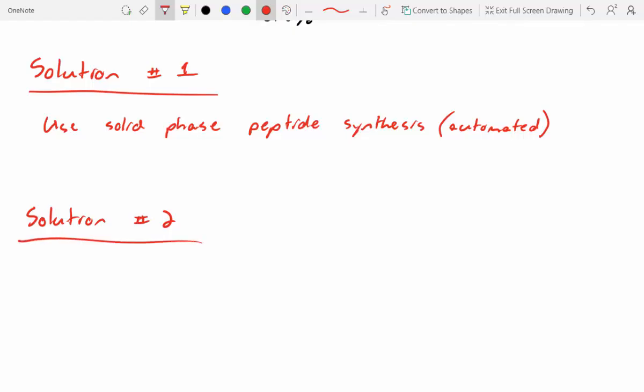Solution 2 is, why should we be the ones doing it? Let's engineer some bacteria to do it for us. And this is called directed evolution. With directed evolution, we actually have the capacity to insert genes into bacteria or yeast, and we can say, all right, I want you to make this sequence of peptides, and the yeast will just say, okay, I have no idea why you want this, but I'm doing it. And it will spit it out.